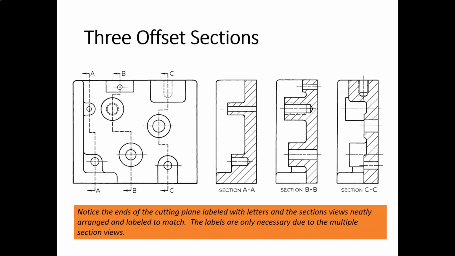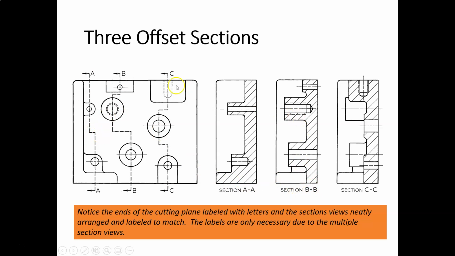Here's another example of an offset section. This one is one object. You see what we might call the front view here. Let's call this the front view of the object. And you can see there are three cutting plane lines. We have section AA, cutting plane line AA, section BB, and section CC. And this creates section A here. And you can see this has one bend in it, right there.